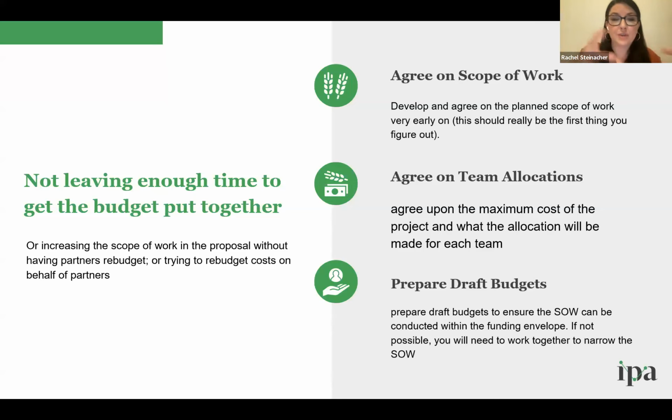So maybe it's, you know, 20,000 for researcher time over a couple of years, 200,000 for program implementation, 500,000 for the RCT, but decide what is going to who. And all partners need to prepare draft budgets to ensure they can actually conduct the scope of work that they're signing up for within their funding allocation. If it's not possible, you then need to go back and negotiate and adjust your scope of work so that it fits in something that's feasible within the funding envelope.